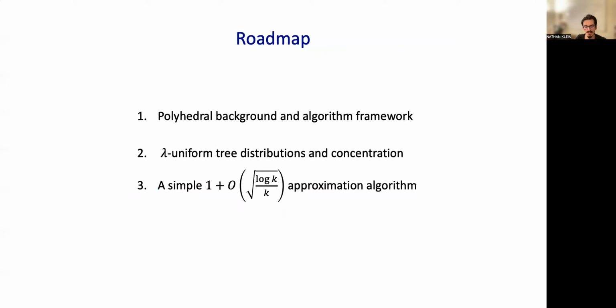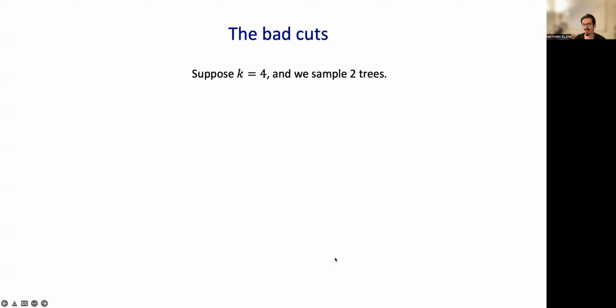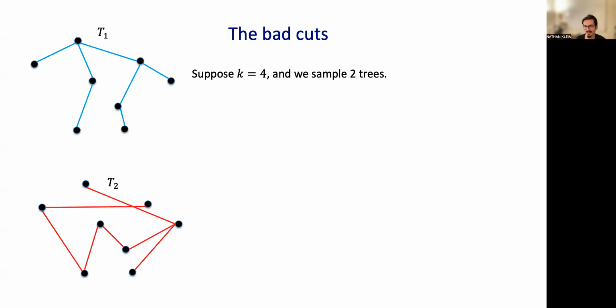So let's use this concentration to design a good algorithm. As a reminder, this is the algorithm framework. I'm going to tell you now about step 4. So as a thought experiment, imagine that k equals 4 and I sample these 2 trees. So think about the k/2 plus 1. The 1 is kind of an extra tree. I won't talk about it right now.